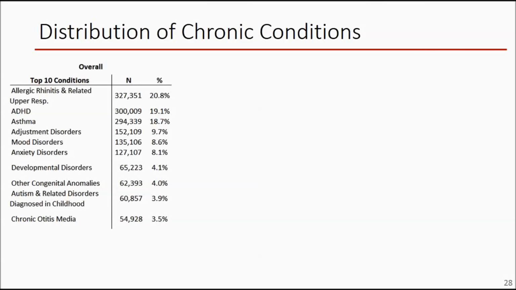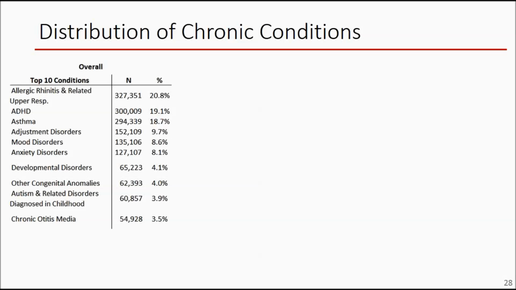As far as the distribution of chronic conditions, these are the 10 most prevalent conditions that came up overall, and then I'll show you the SCC and the MCC cohort. Allergic rhinitis and asthma were up near the very top. That's in line with expectations from prior studies.